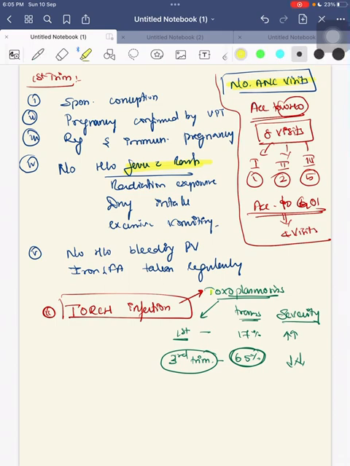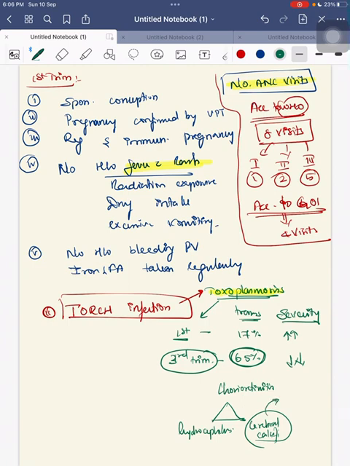And what is the triad of toxoplasmosis? So the triad of toxoplasmosis is chorioretinitis, hydrocephalus and cerebral calcification. Cerebral calcification, you can expect the calcification to be present in the caudate lobe, basal ganglia and in the choroid plexus. So this is the triad of toxoplasmosis. Okay. Next, rubella, R.